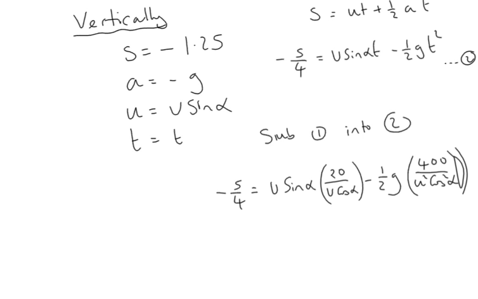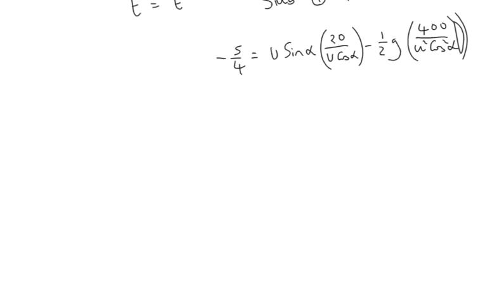So here we are back for part B of the video with hopefully the technicals sorted out. If we carry on, we've got minus 5 over 4 is equal to 20 tan alpha. Of course, the u's cancel in that first bit, and sine alpha over cos alpha is tan alpha. And the back end of things, u squared is from the first part 2g over sine squared alpha.